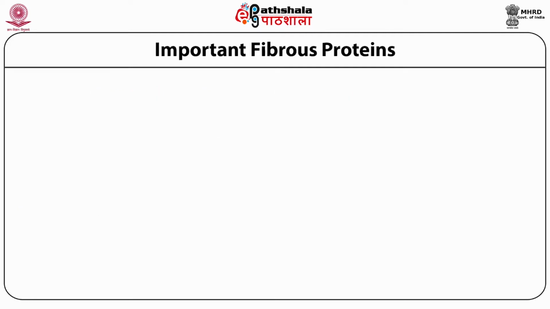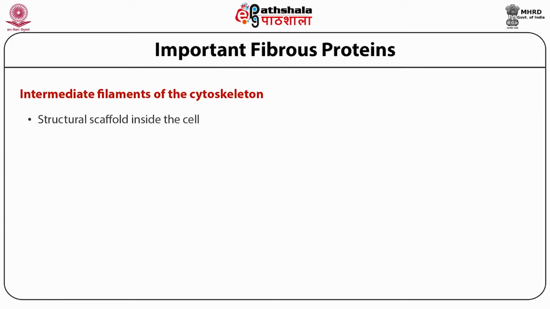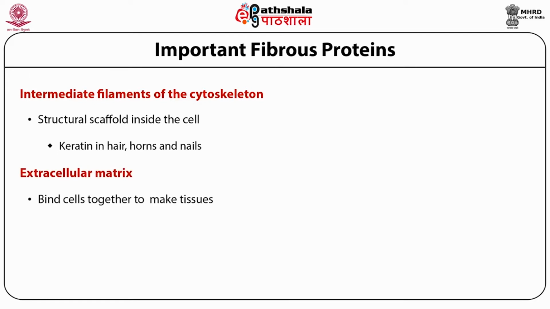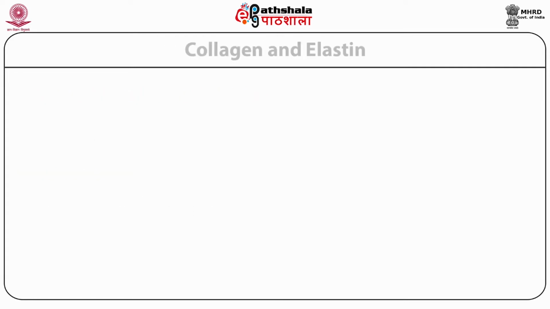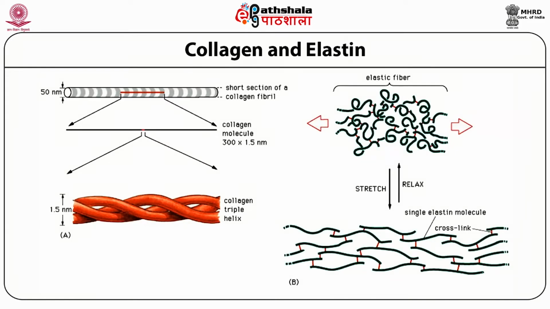Important fibrous proteins include the intermediate filaments of the cytoskeleton, a structural scaffold inside cells, for example keratin in hair, horns, and nails. The extracellular matrix binds cells together to make tissues; it is secreted from cells and assembled in long fibers. Collagen fiber has glycine at every third amino acid in the protein. Elastin is made of unstructured fibers that give tissue its elastic characteristics. Collagens and elastins can be explained.